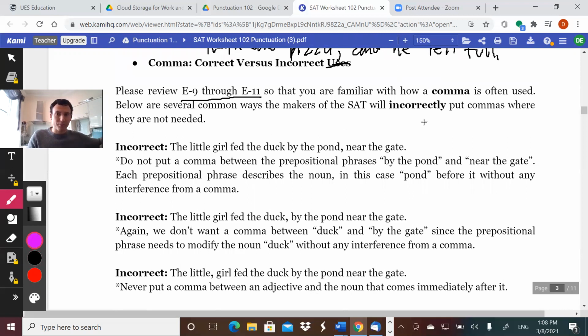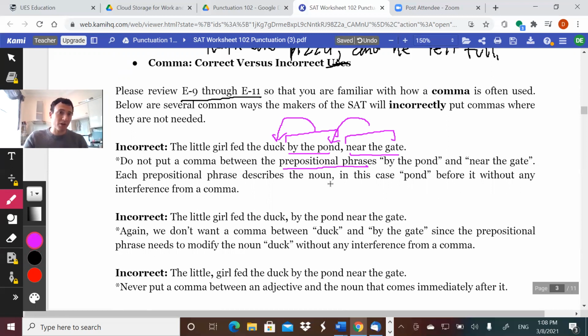Feel free to look up preposition. But with these prepositional phrases, we have by the pond, near the gate. You don't want to put a comma between pond and near the gate, because by the pond is modifying the duck and near the gate is modifying the pond, and you don't want any interference between the two. So a lot of times if you have back-to-back prepositional phrases, no comma is needed.